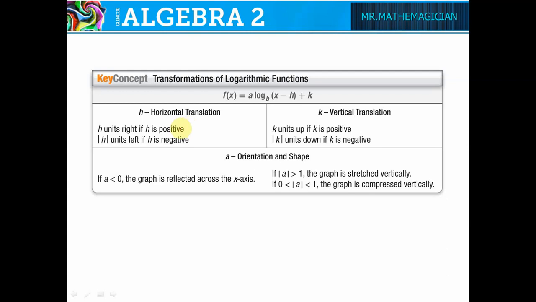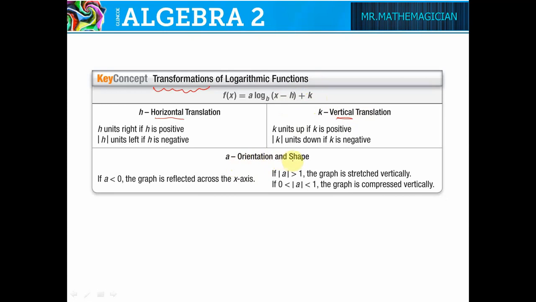Now for transformations, this is the general form of the log function: f of x equals a log of (x minus h) to the base b, plus k. h will cause horizontal translation, of course, with the opposite sign. If h is negative, it will move to the right. If h is positive, it will move to the left. k causes vertical translation with the same sign, meaning if positive, it will go up. If negative, it will go down.